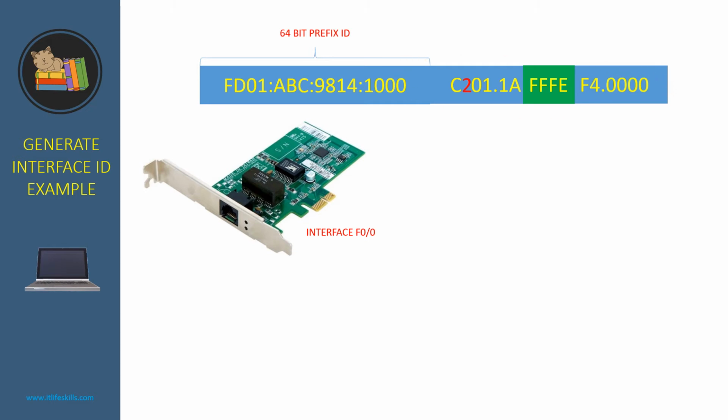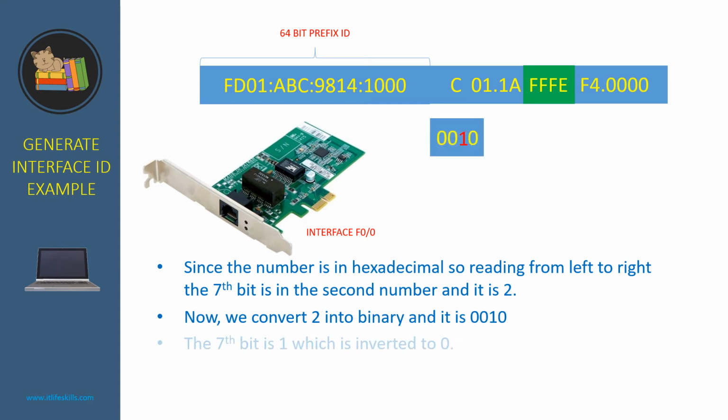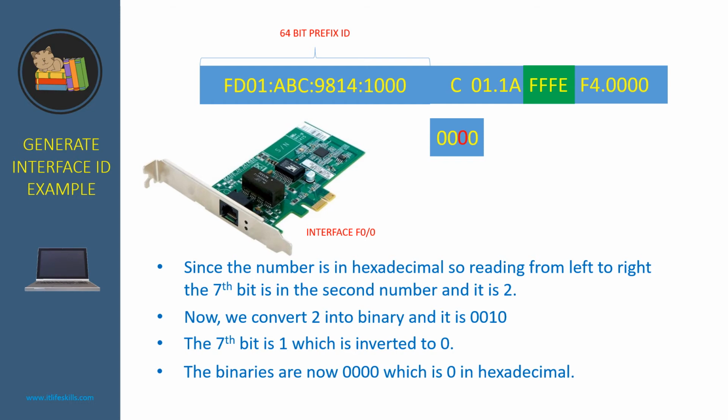Next, it will invert the 7th bit. Since the number is in hexadecimal, reading from left to right, the 7th bit is in the second number, and it is 2 in this case. Now we convert 2 into binary, and it is 0010. The 7th bit is 1 in this case, which is inverted to 0. The binaries are now all 0, which is also 0 in hexadecimal.